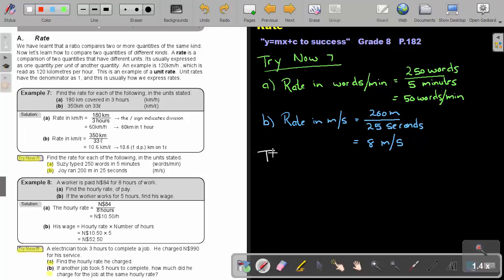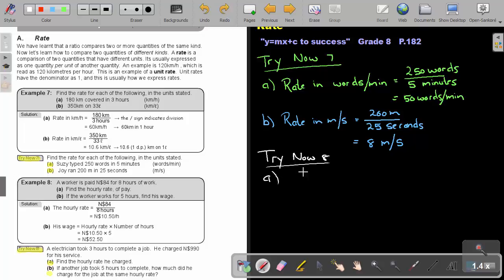Okay, this is Try Now 8. And we're going to start with number A. An electrician took 3 hours to complete a job. He charged 990 Namibian dollar for his service. Find his hourly rate he charged.